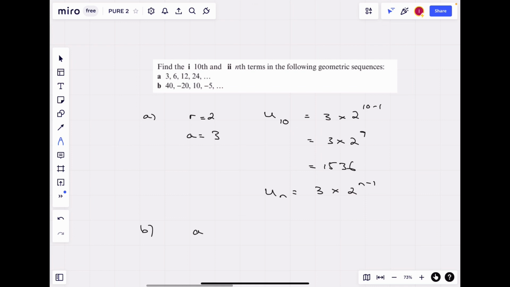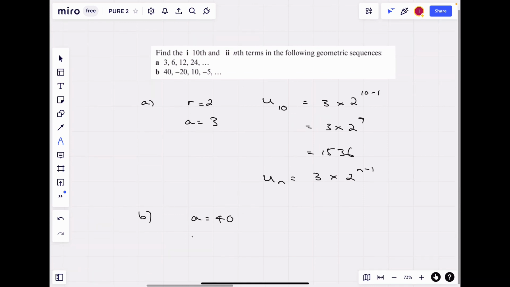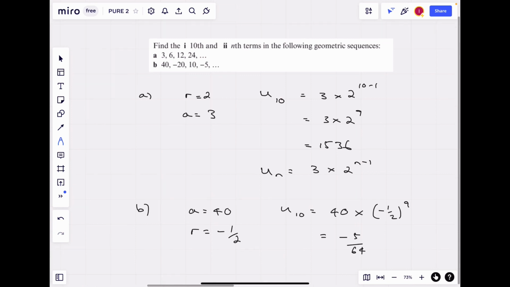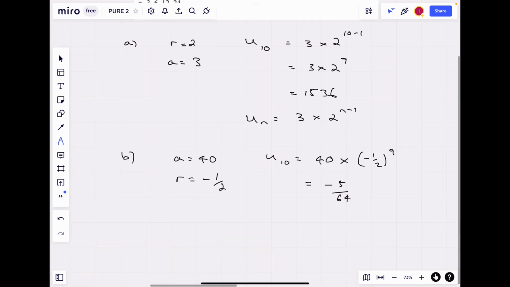So in this case, a is 40, and r is minus a half. That's what you're timesing by every time. So to work out u10, you do 40 times minus a half to the power of 9, which is minus 5 over 64. Or to get the nth term, you would do 40 times minus a half to the power of n minus 1.